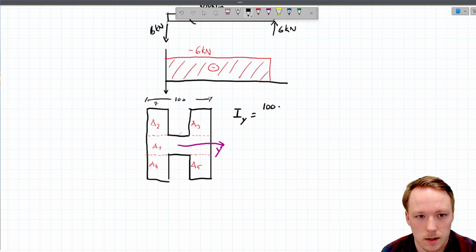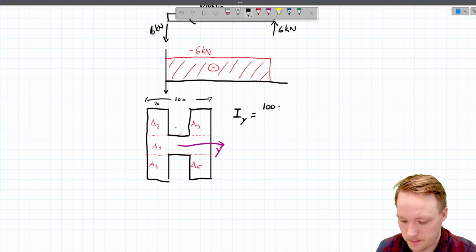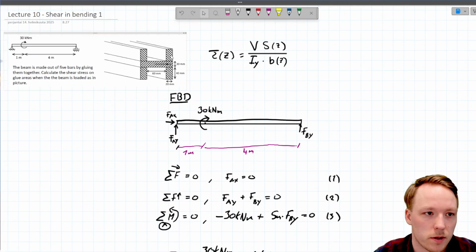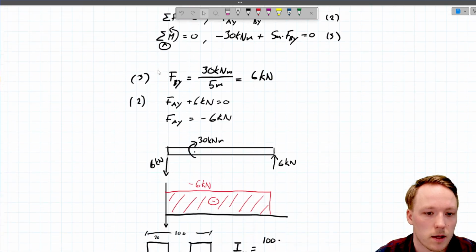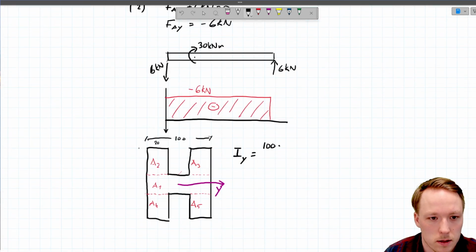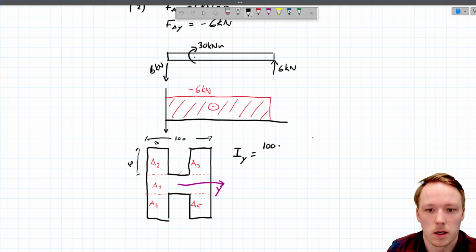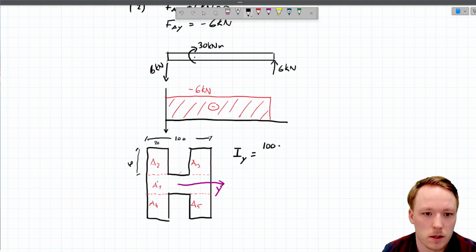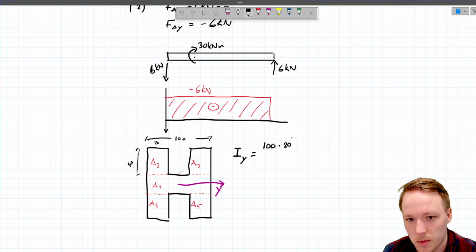This is 20. Let's take a look from here. Yeah, 20. This here is 40, like that one. So it's 100 times, area 1 is 100 times 20 to the power 3 divided by 12.